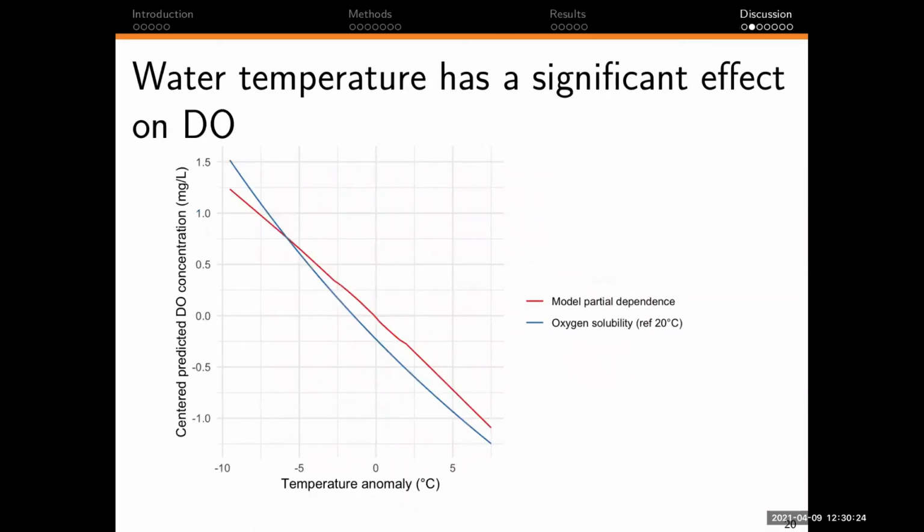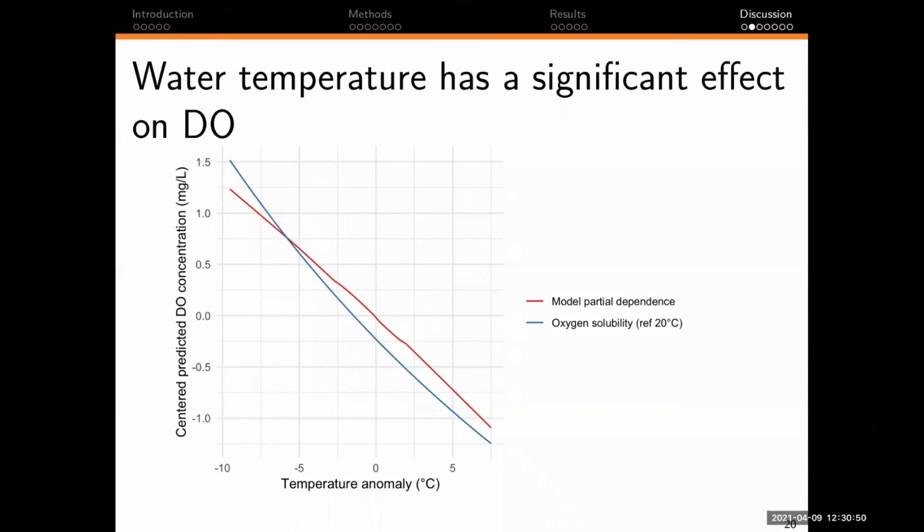Another important effect that the model identified was the water temperature. So water temperature does a couple of things to the oxygen. Water temperatures can increase the respiration rate, so it affects the biological activity in the bay. At warmer temperatures, the oxygen can be drawn down faster. One of the other effects is the solubility. So at higher water temperatures, the solubility of oxygen in water is lower.